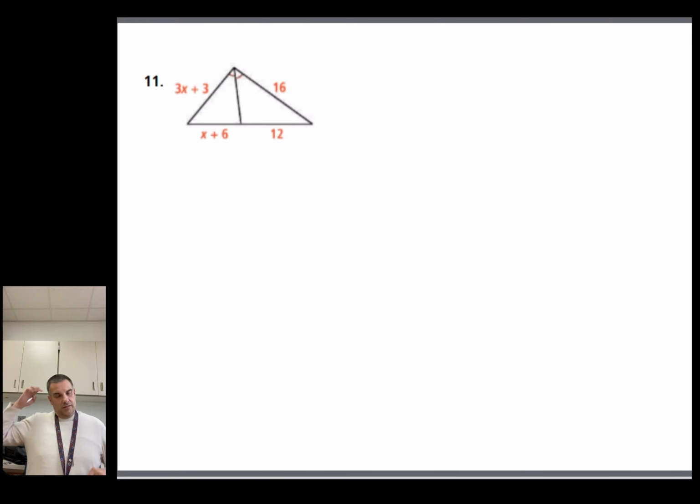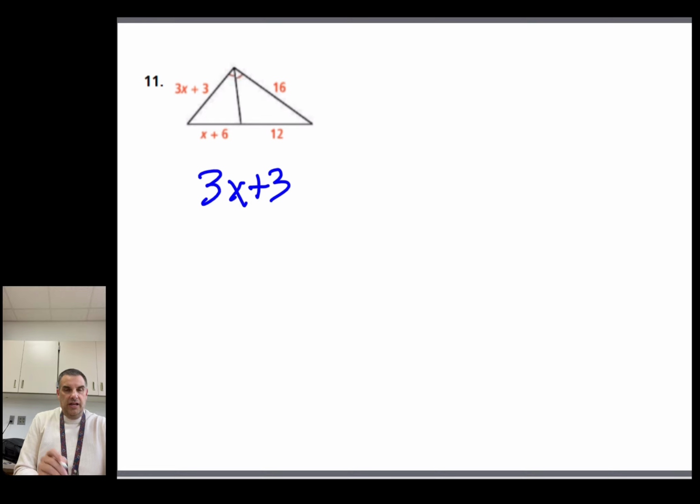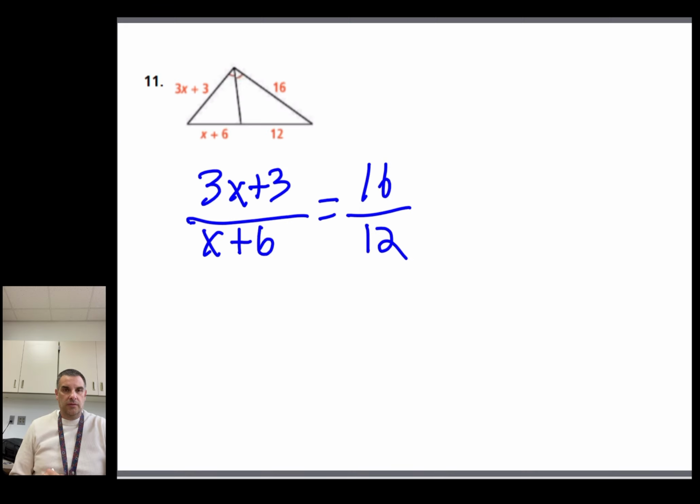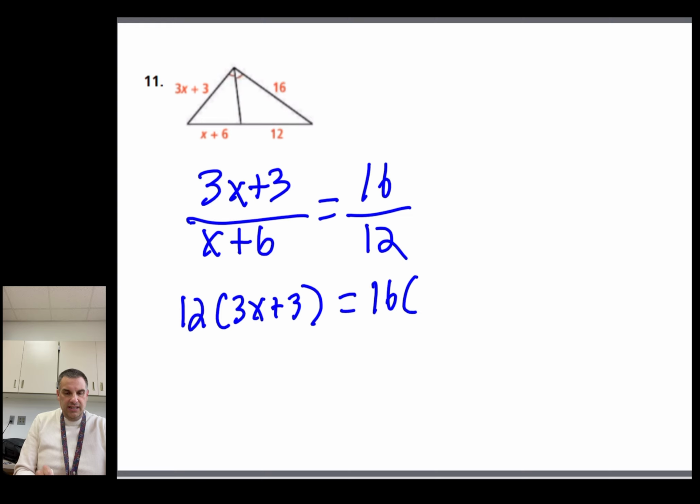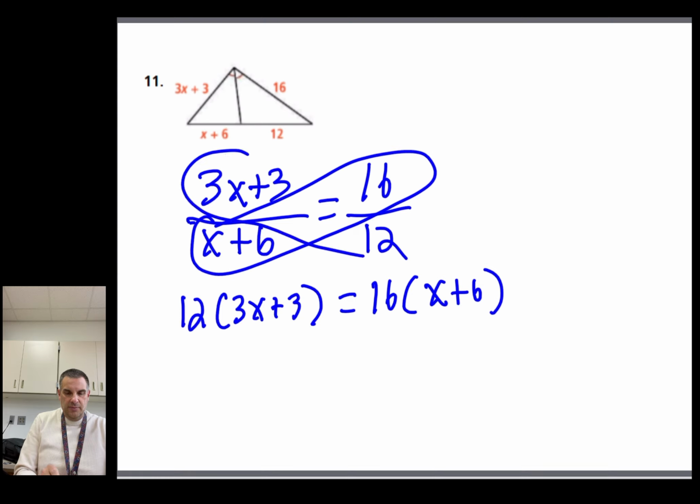we've got 3x plus 3, so I'm going to use that one first. So 3x plus 3, I'm just going to go to the left-hand side. That's over x plus 6. That's going to equal 16 over 12. Now we cross multiply. So that's 12 times 3x plus 3 is equal to 16 times x plus 6. It's your means times your extremes.